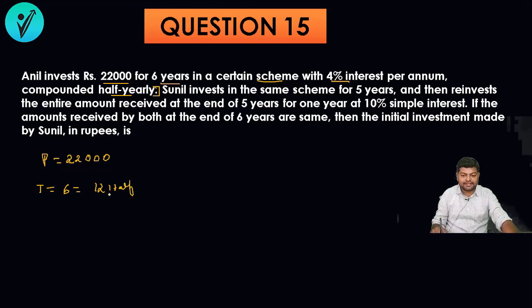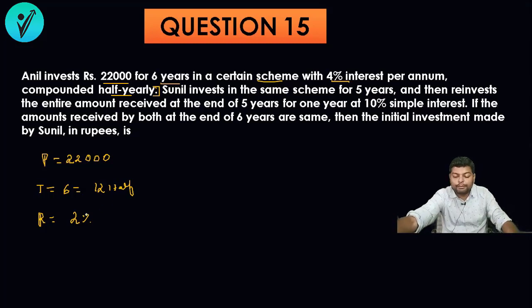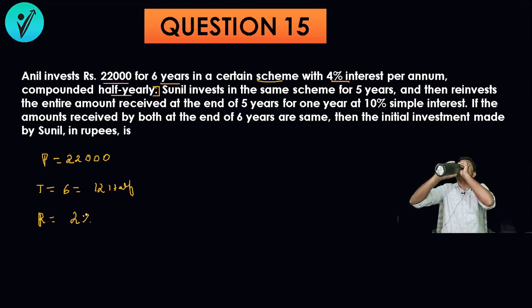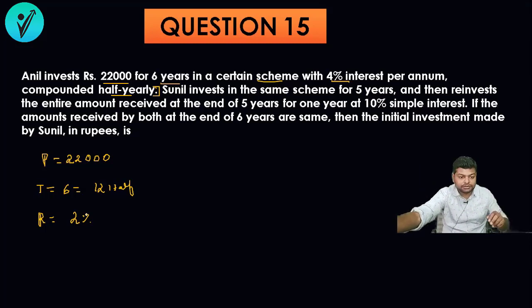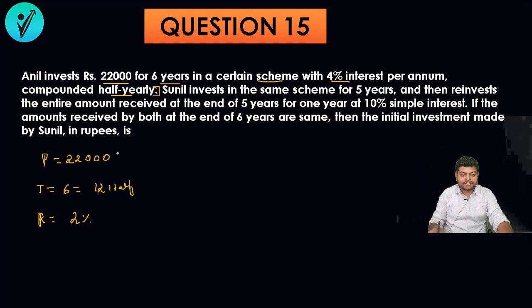Rate of interest is what? So the rate of interest is 4% per annum, but the effective rate of interest will be what? It will be 2% for every half year. Per year the rate of interest is 4%, right? So for every half year the rate of interest will be 2%. Next, so this is for Anil. Okay, next the scenario of Sunil.